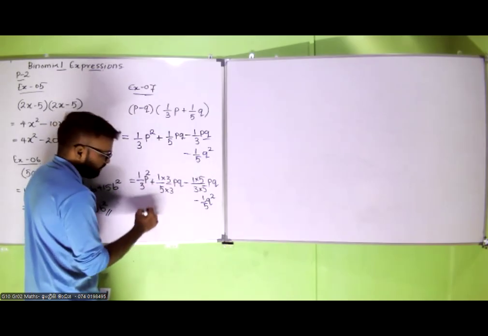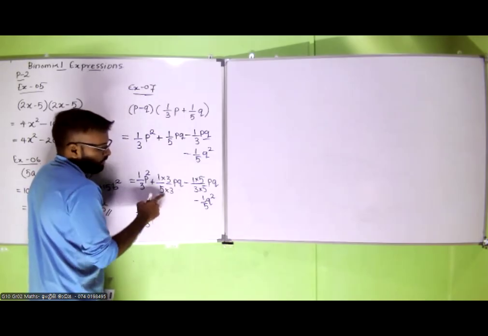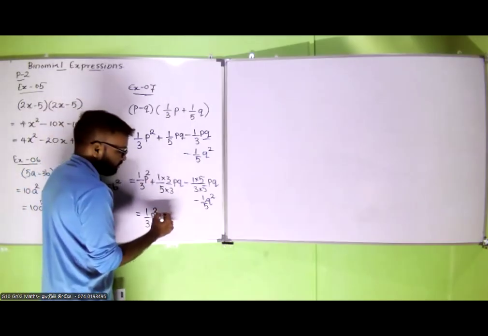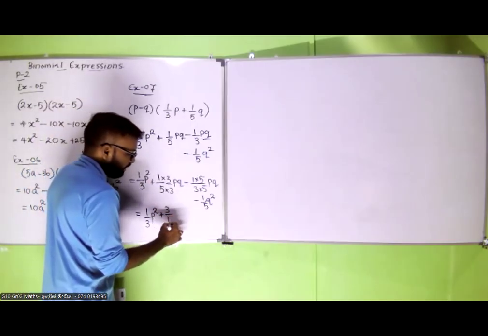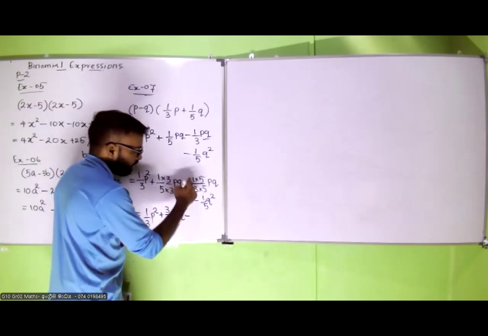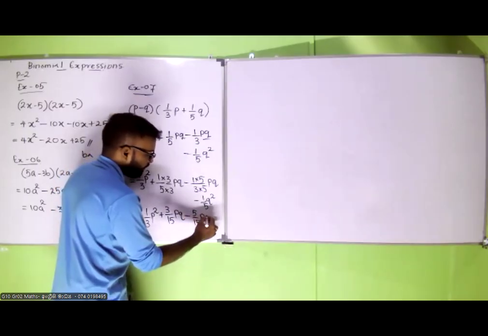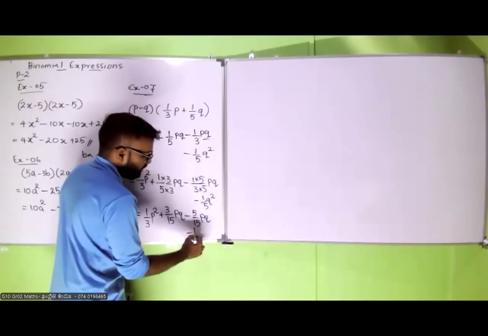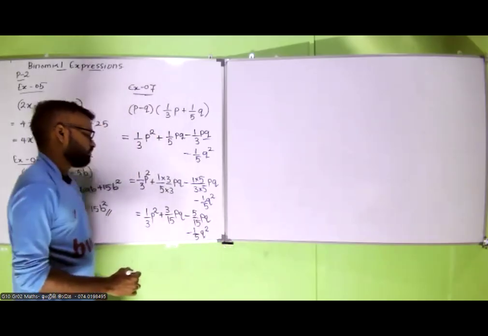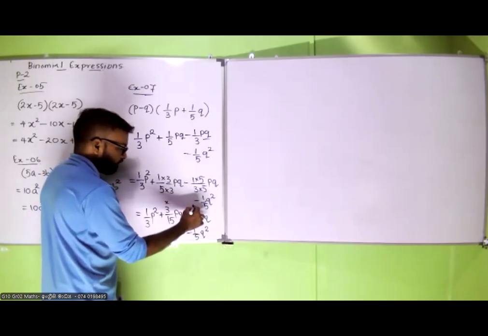Then simplify. Here 1 upon 3 P square. Here you have 15, here you have 50, right? So 3 upon 15 PQ, negative here 5 upon 50 PQ, minus 1 upon 5 Q square, right? So now we can simplify this one and this one.